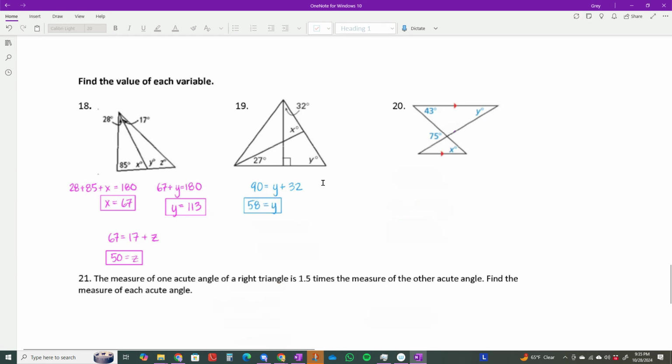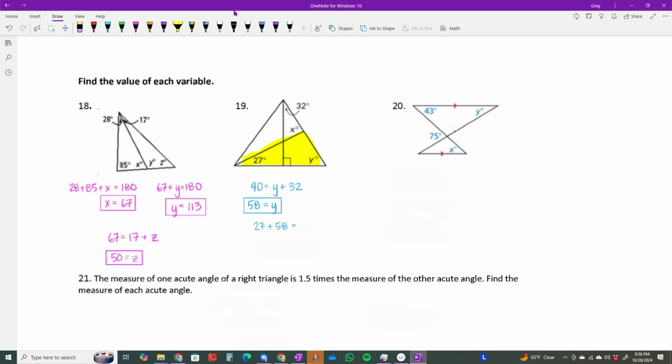And now that I know y is 58, I have this is 27. So look at this. If you have any trouble, look at this triangle here for the second one. Because now that I know that x is an exterior angle to y and 27, that means 27 plus 58 has to equal x. And so x equals 85.